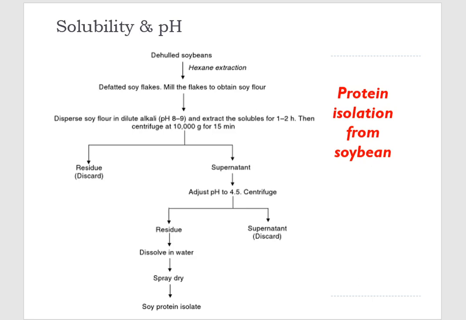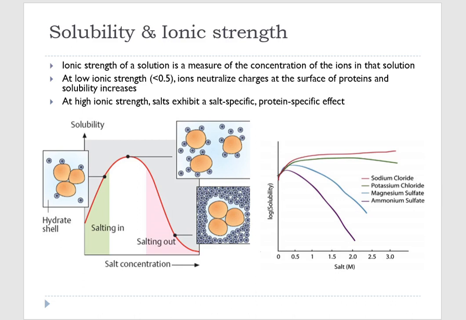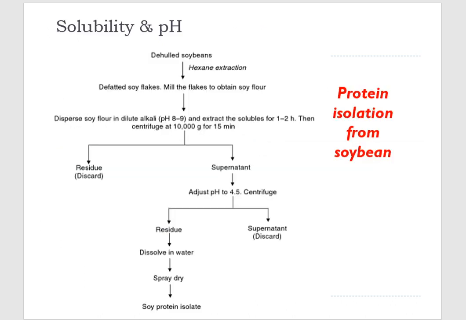Soy protein is highly soluble at alkaline pH, like pH 8 to 9 here. So to increase the solubility of that soy protein, the extraction is done at this pH using an alkali solvent. So the soy protein is solubilized in that alkali solvent, then it's centrifuged, and now the proteins are here in the supernatant part.